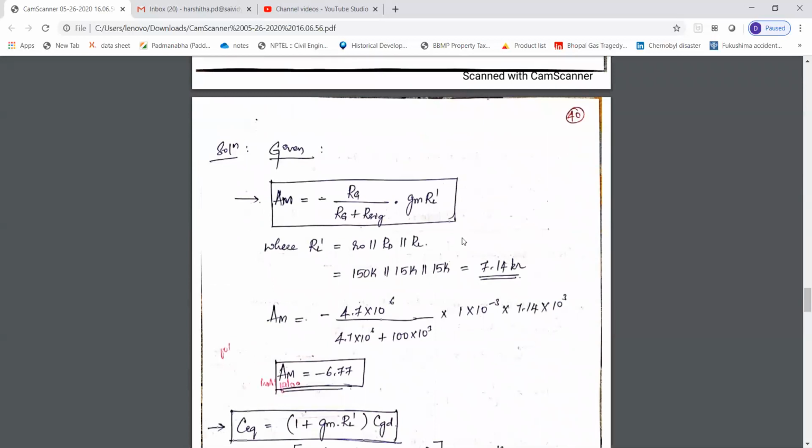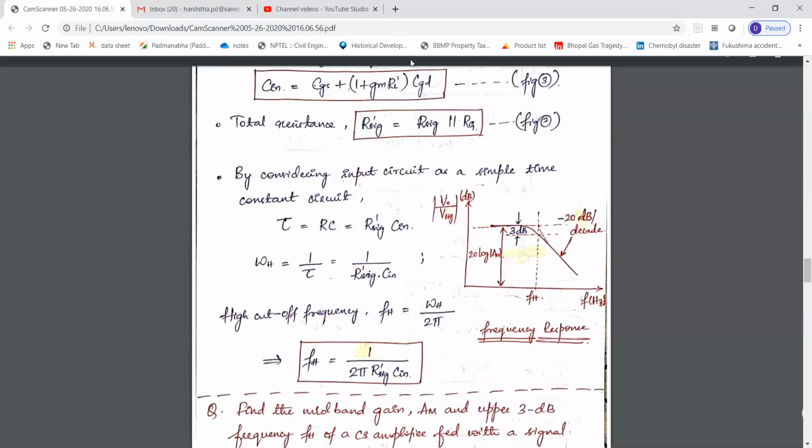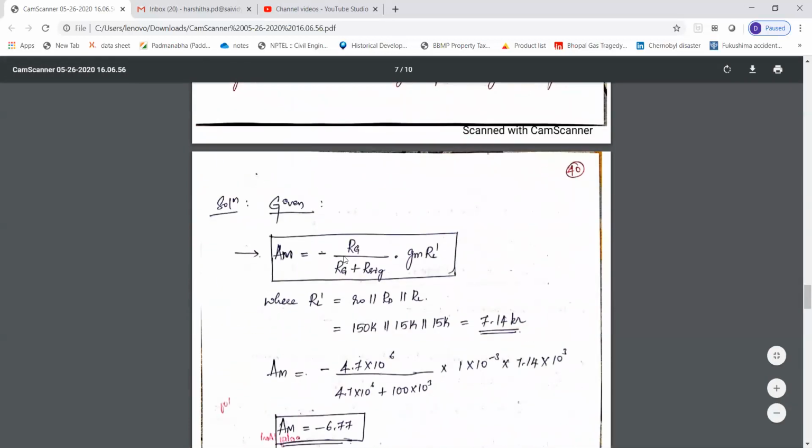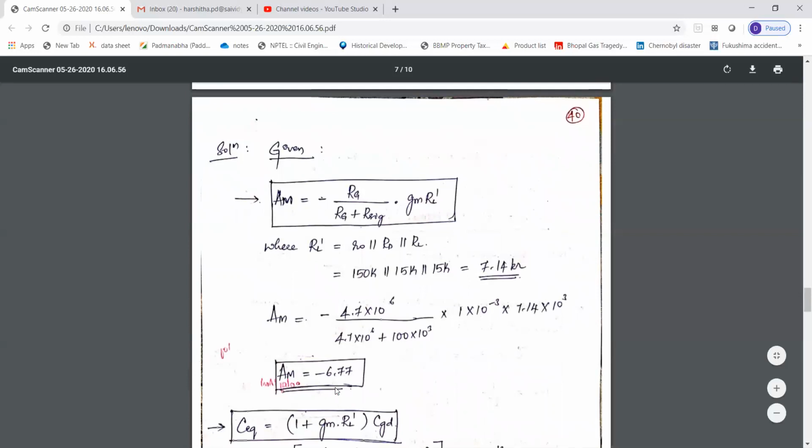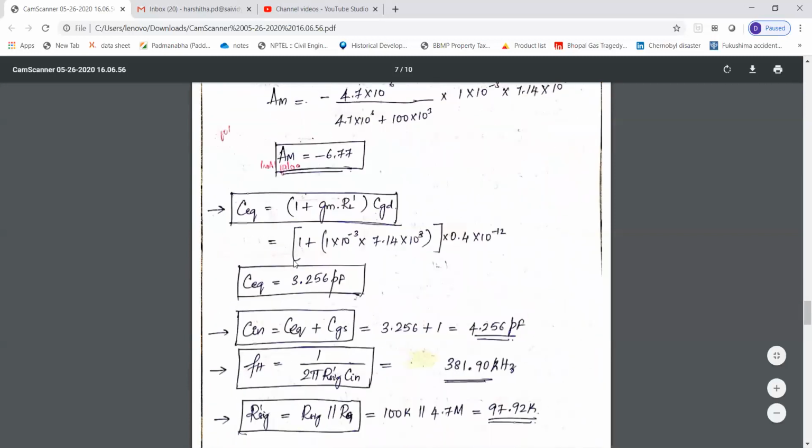So all the equations are available here. A_M is equal to minus R_G by R_G plus R signal into g_m into R_L dash. Just substitute all the values and we'll come to know that A_M is equal to minus 6.77. This R_L dash is a parallel combination of all the three resistances r_0, R_D and R_L. So first we need to find out R_L dash and then substitute in this and then calculate the value for midband gain.